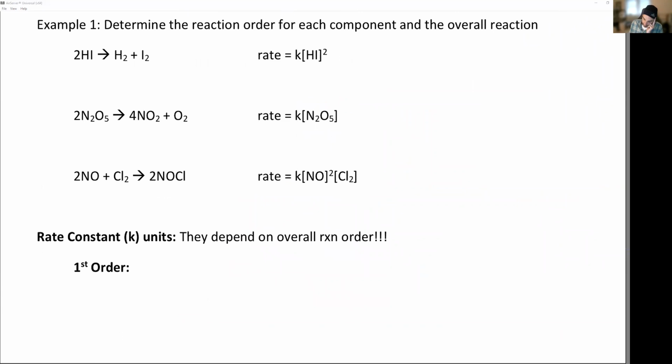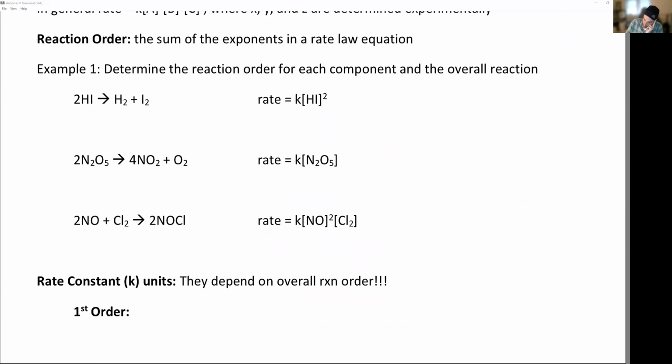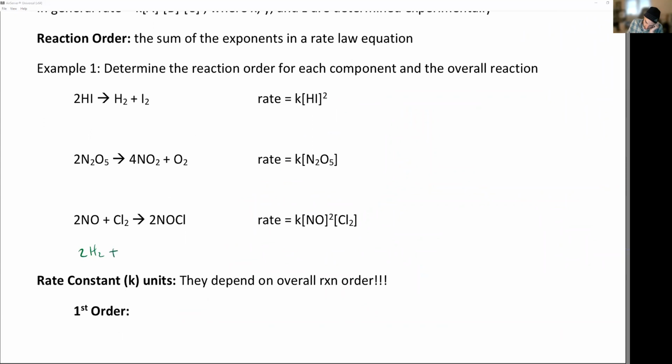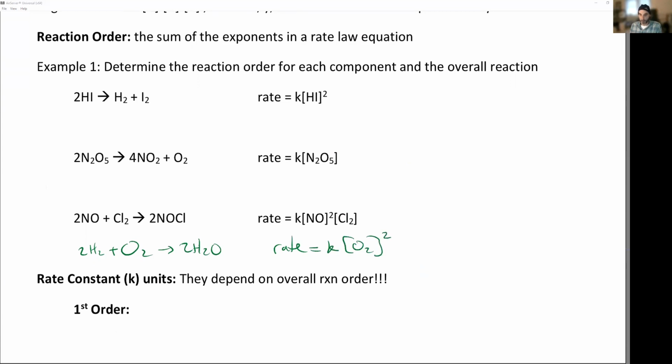I'm going to add one more here. Let's say 2H2 plus O2 yields 2H2O, and my rate law for this is simply k times the concentration of O2 squared. So also do that one as well.